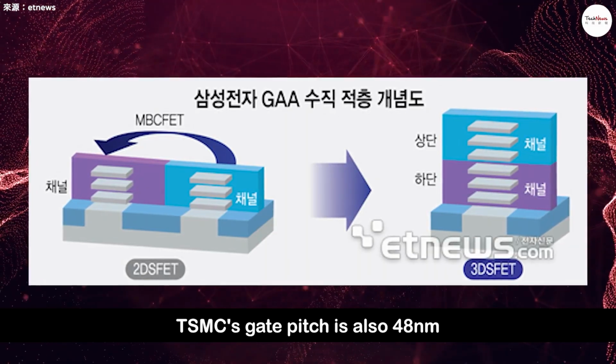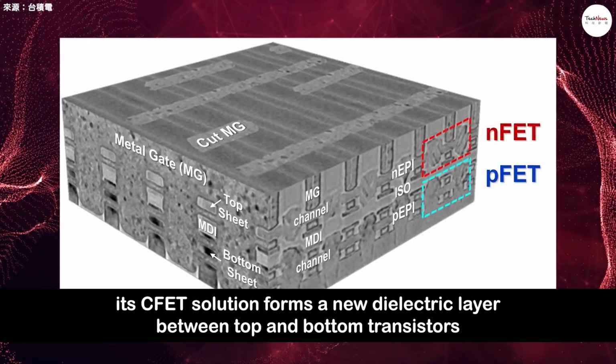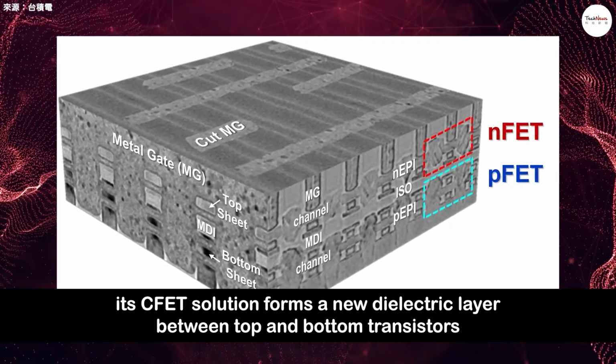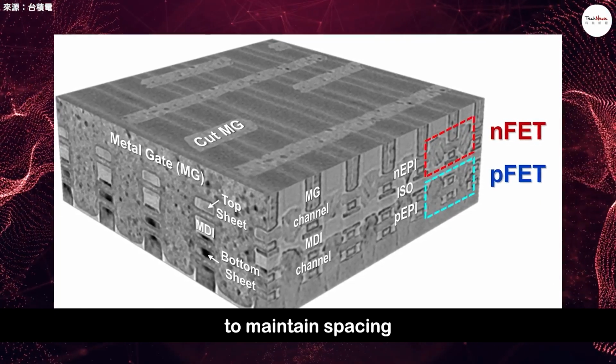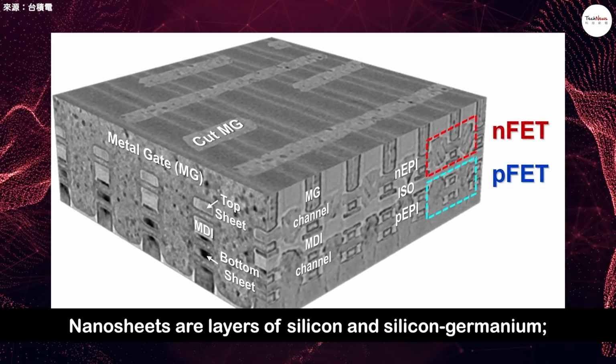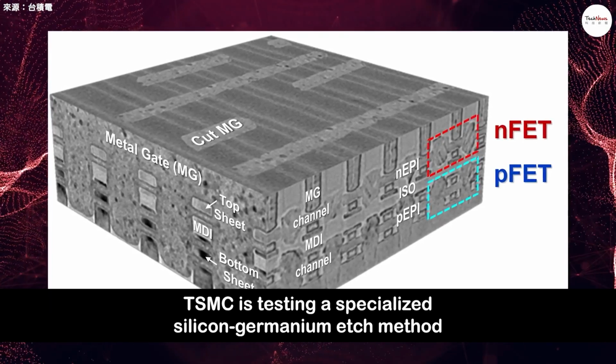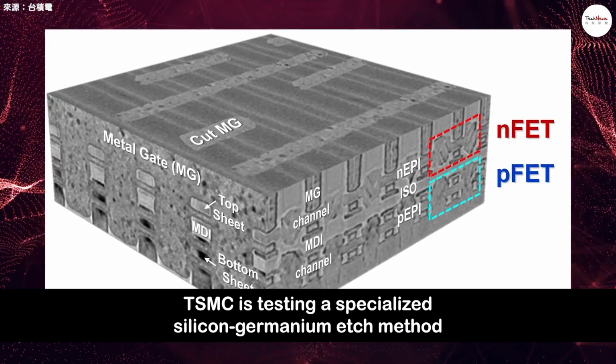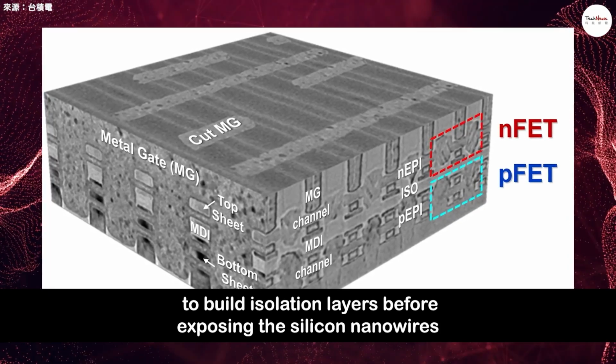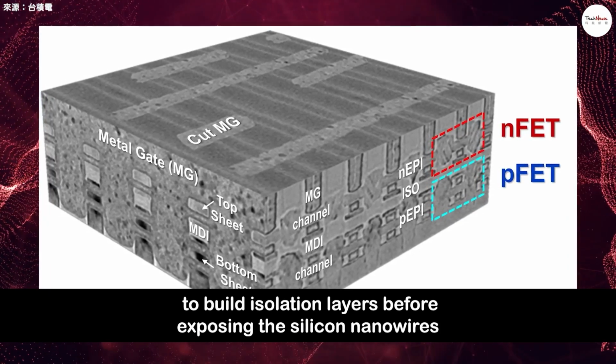TSMC's gate pitch is also 48 nanometers. Its CFET solution forms a new dielectric layer between top and bottom transistors to maintain spacing. Nanosheets are layers of silicon and silicon germanium. TSMC is testing a specialized silicon germanium etch method to build isolation layers before exposing the silicon nanowires.